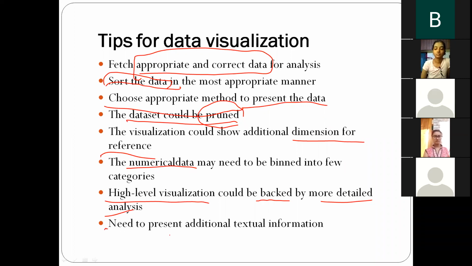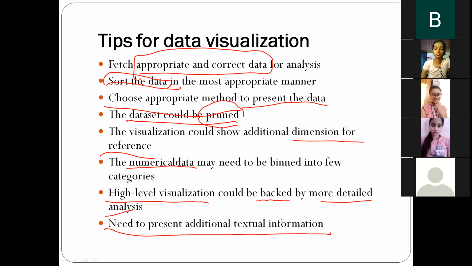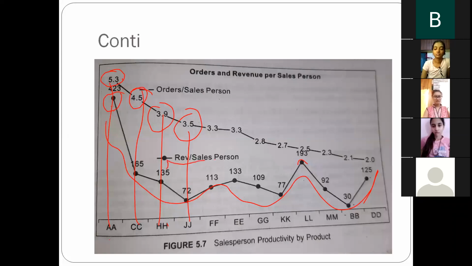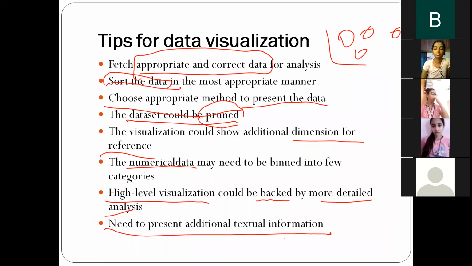A need to present additional textual information. If any more information is necessary, then you have to go for textual information. In one graph, only some dots are necessary, so you go for the dots. If some more information is necessary, like here, in the previous diagram, they have written the sales revenue, person, the order. If any other information is necessary, you have to give that textual information for the graph. Got to know this one? This is about the tips for data visualization. Next, the important topic is types of data or types of charts.